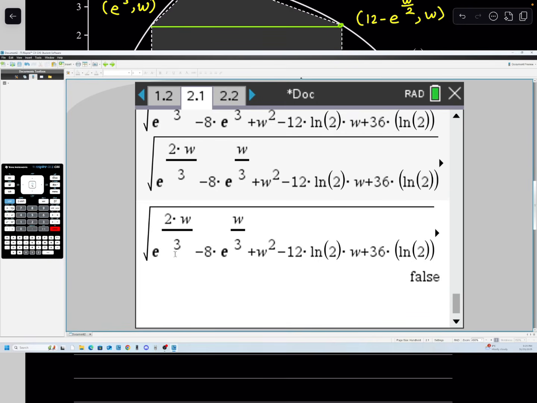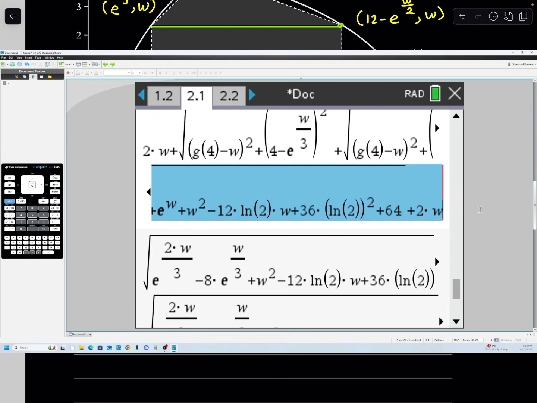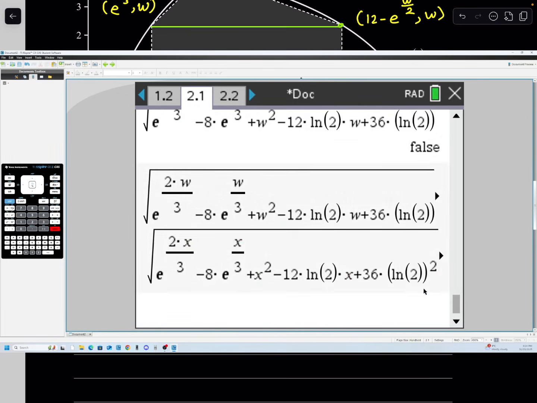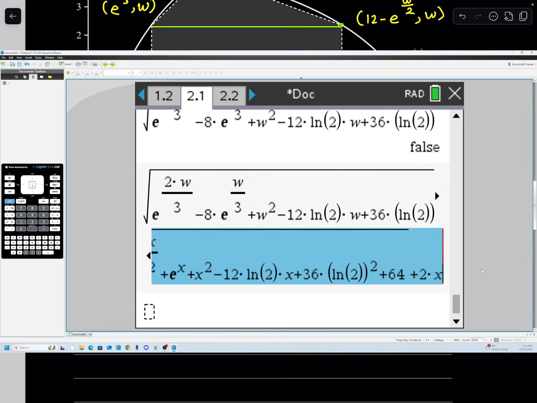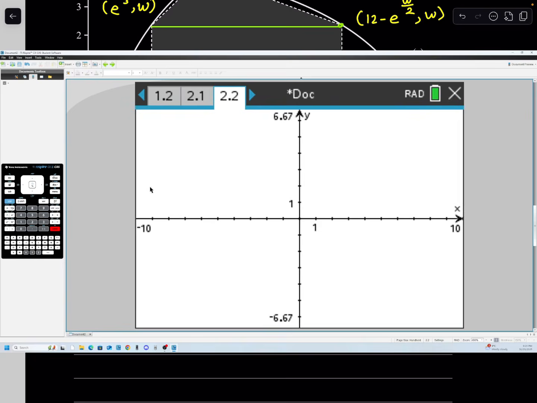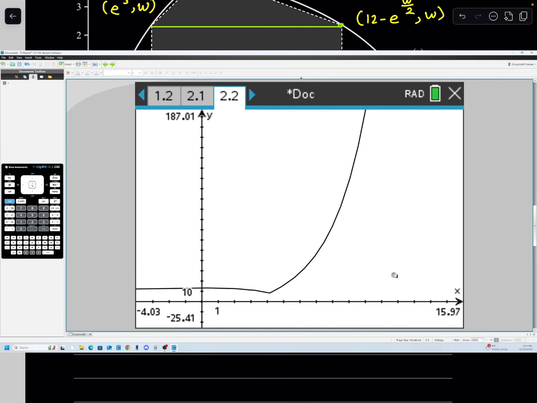One of the best ways to think about it is I'll take this timber equation and look at the values that satisfy the timber constraint. I'll write it in terms of x so I can graph it. I'll take this whole thing and graph it. Enter, control, and let me zoom out. Okay, so this is the graph. You see this graph here?